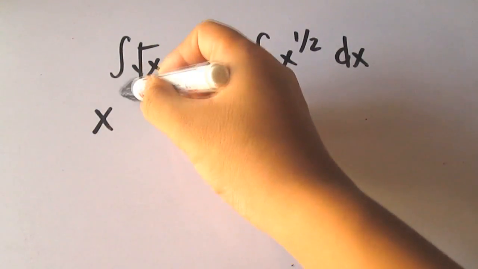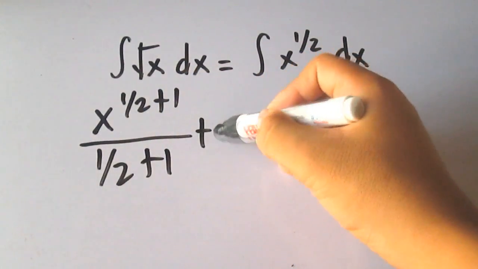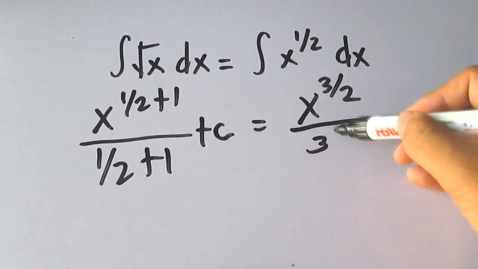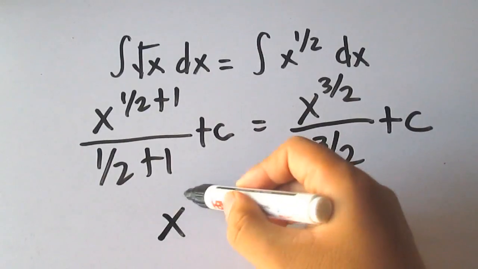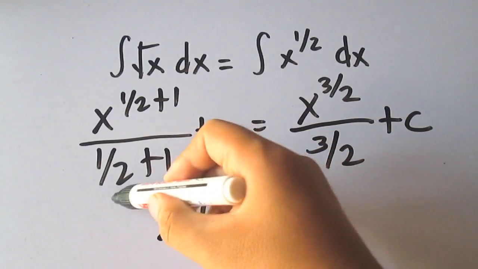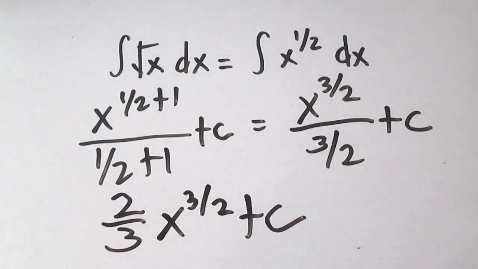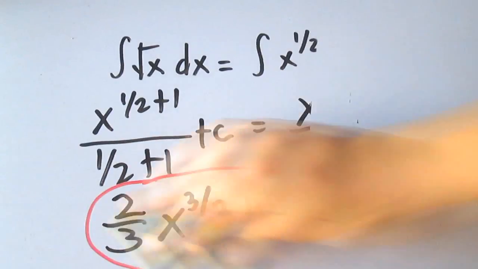This becomes x raised to 1/2 plus 1 over 1/2 plus 1, plus c. Simplifying, we get x raised to 3/2 over 3/2. To further simplify, we get the reciprocal of the denominator and then multiply it with the numerator, giving us the final answer, which is 2/3 of x raised to 3/2 plus c.